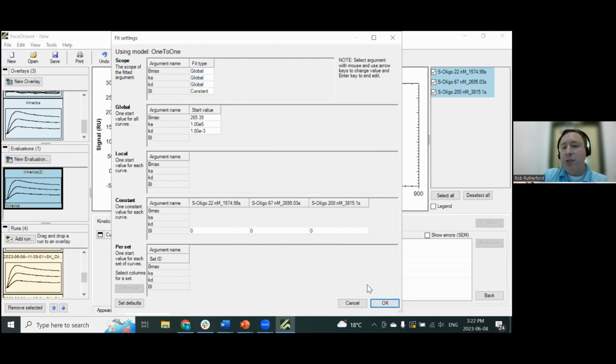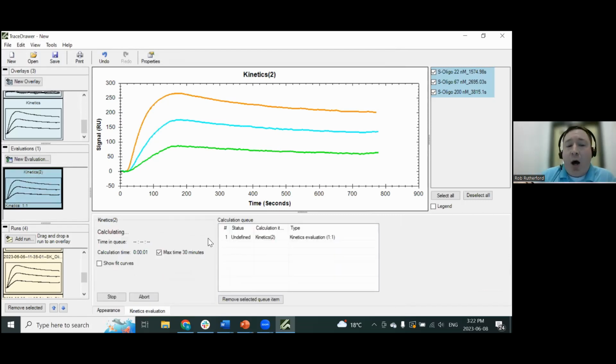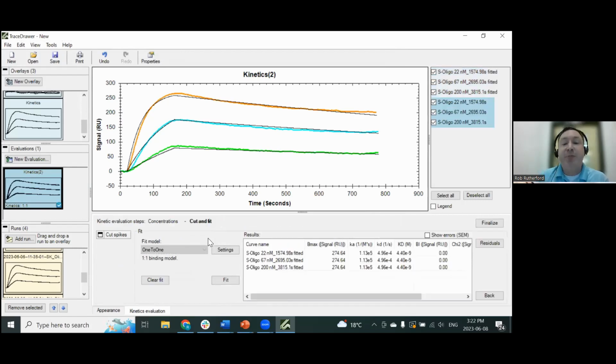Once you've set those, you're going to click OK. And then finally, you're going to click on the fit option right here. TraceDraw is going to automatically start the fit. Sometimes this can take 2 or 3 minutes. Sometimes it can take 15 or 20 minutes. If you find that it's taking a longer time, there's the potential that you didn't select the correct fit model. By going back and trying the fit using a different model, it may increase the speed with which it's calculated, as well as increase the overall overlaying of the fit versus the raw data.